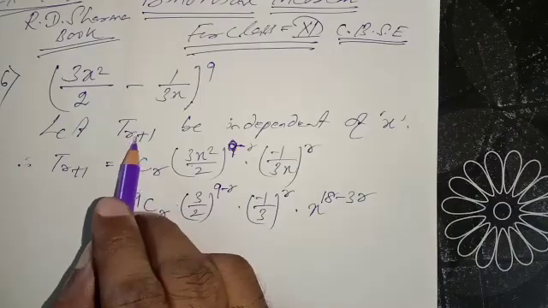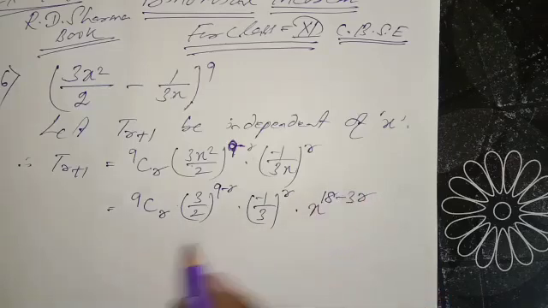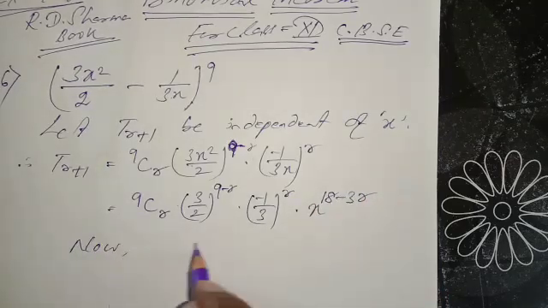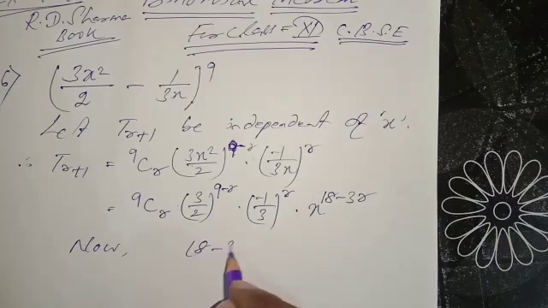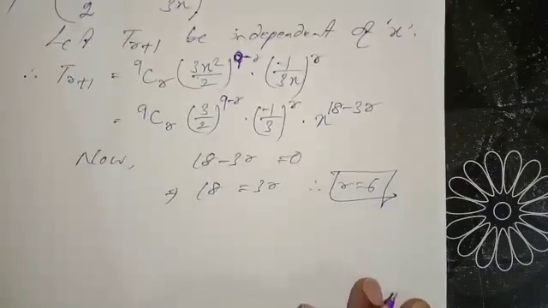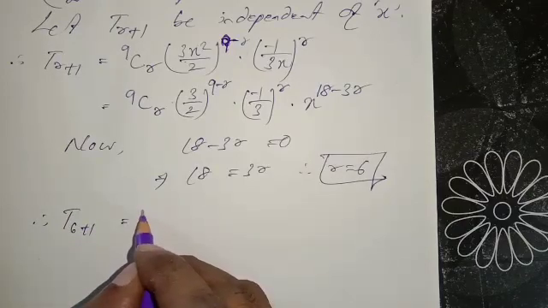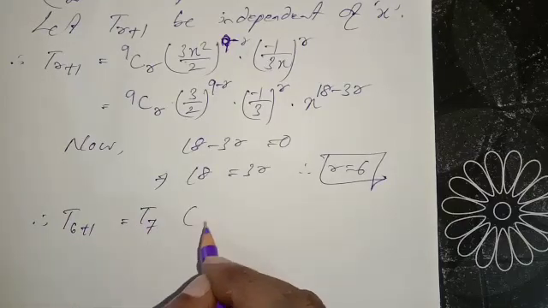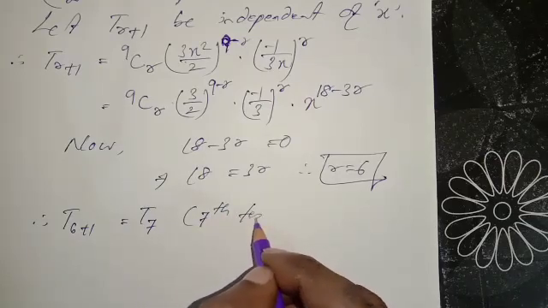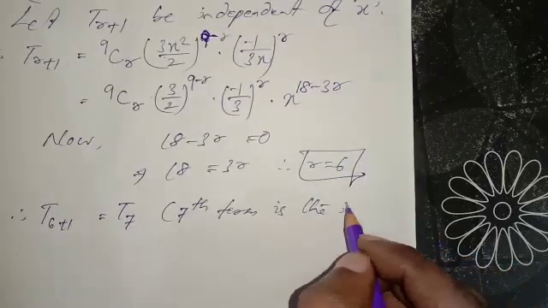As the term t(r+1) is independent of x, that means there is no x, so the power of x should be 0. Therefore 18 minus 3r should be equal to 0. So 18 equals 3r, therefore r is equal to 6. R equal to 6 means t(6+1), that means t7. The seventh term is independent of x.